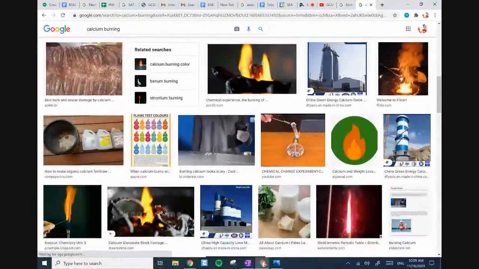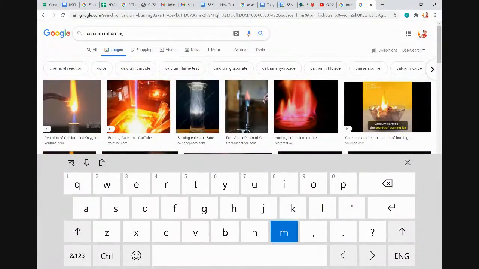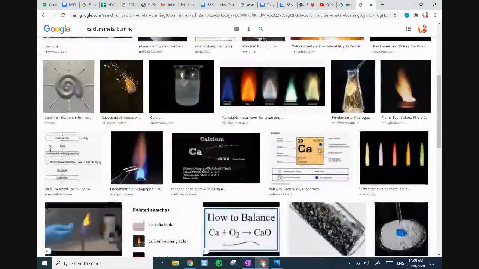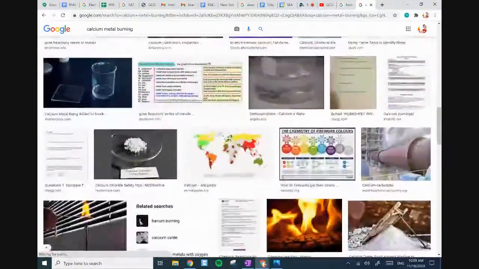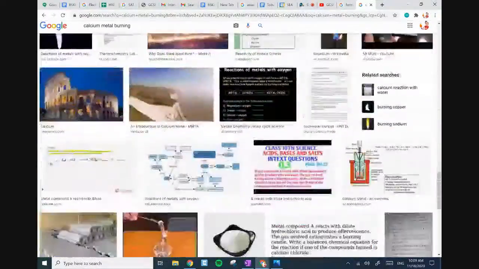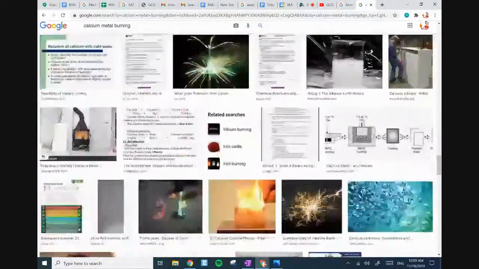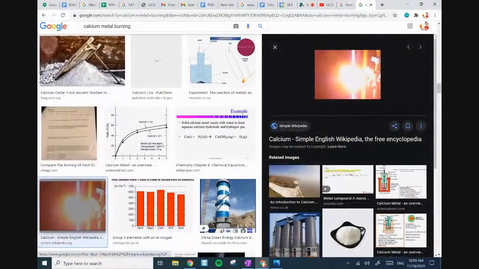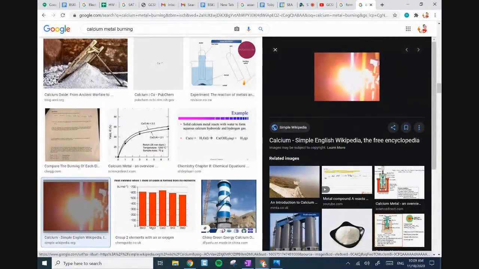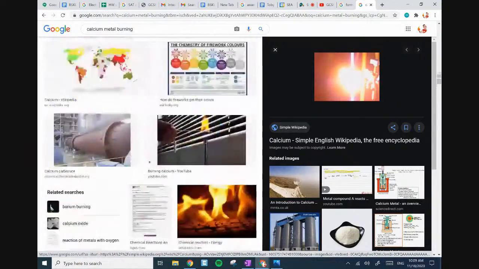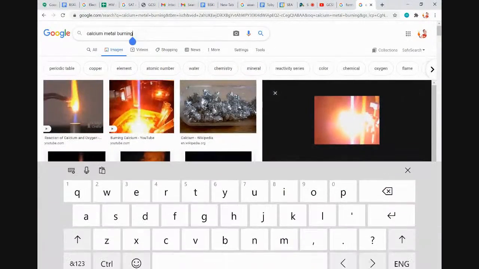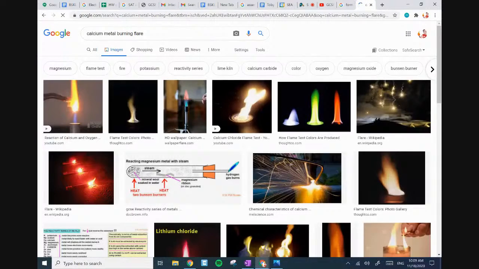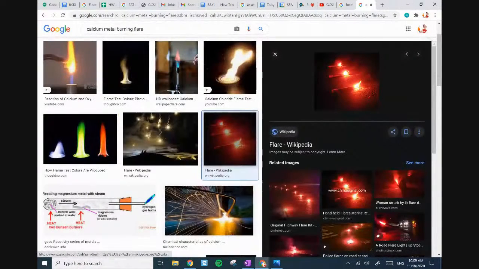I want to burn calcium metal. Calcium metal burning. You know what? That's super interesting. No one's bothered to record. That's rubbish. It's what a flare is. The best one there is that one, calcium. That's the best picture there of it. It's so bright, of course, the camera translates it into being white, but it's not. Calcium burning. I'm going to put flare. There you go. That's what it looks like.